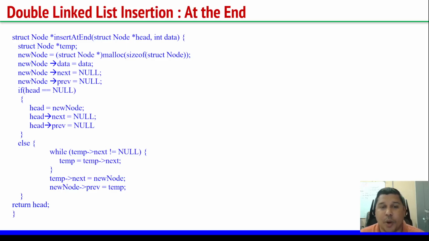A good point here is that in the single linked list also, and in the double linked list also, we are traversing till the end, because we have only one pointer, that is head. Then what is the advantage of the double linked list over the single linked list? We can come in reverse direction also.